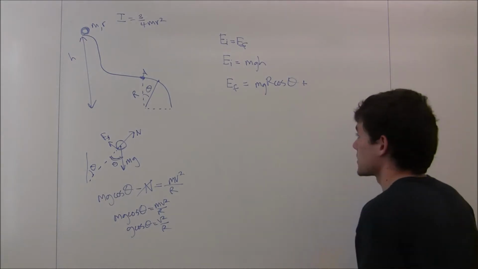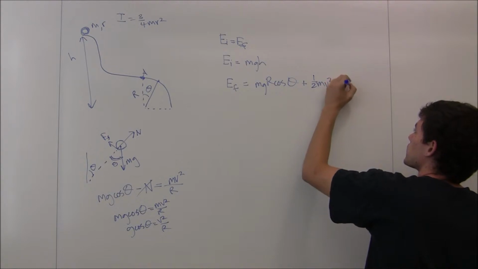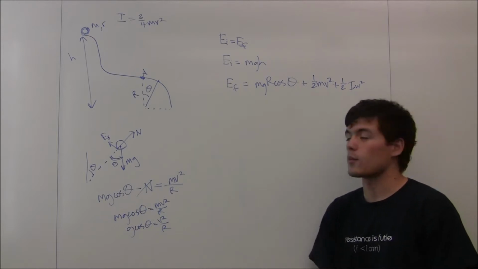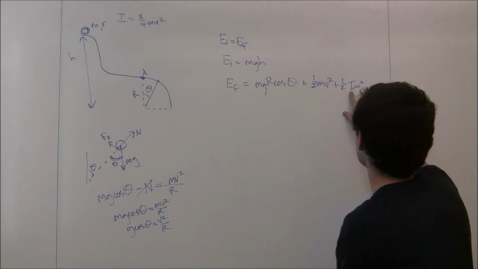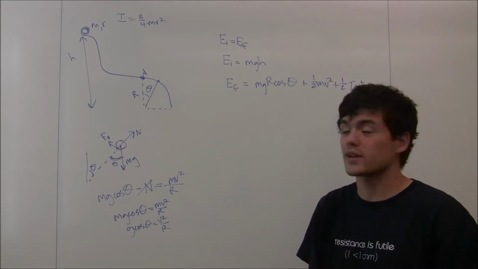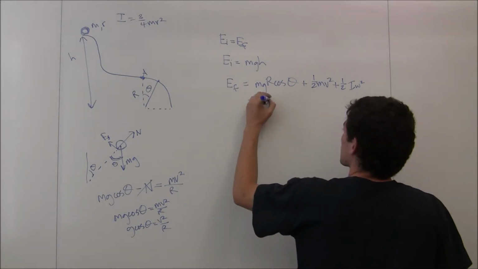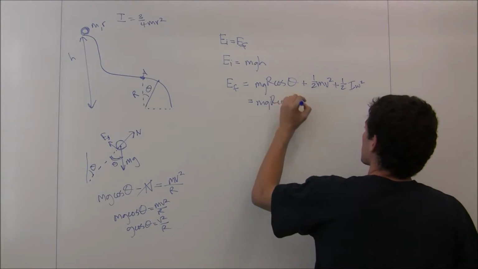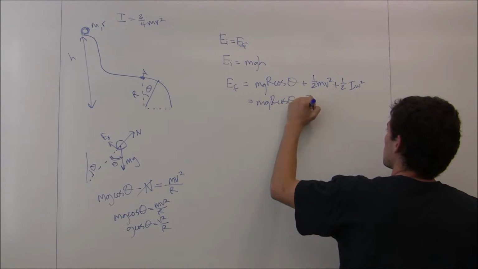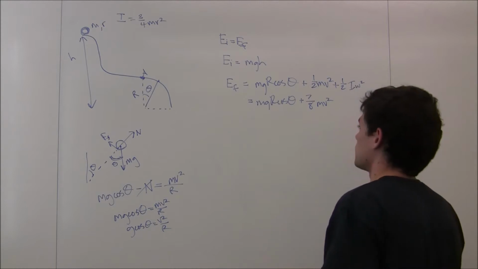And then we're going to have translational kinetic energy, 1/2 mv squared, and rotational kinetic energy, 1/2 I omega squared. Now we know that I is 3/4 mr squared, so we're going to have an r squared term in here, and we know that r times omega is equal to v. So that tells us that this is actually just 3/8 mv squared. So we can add that in. We get mgr cosine theta plus 3/8 plus 4/8, which is 1/2, gives us 7/8 mv squared for our total final energy.